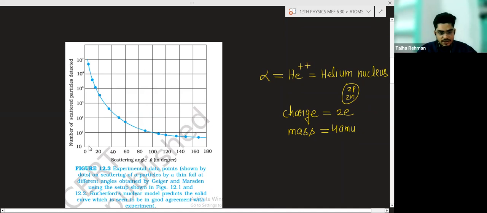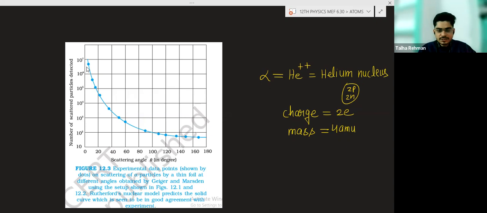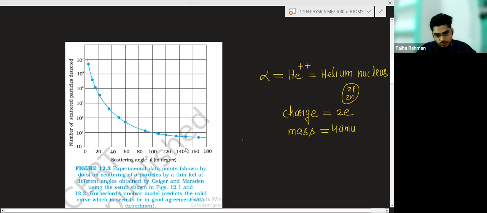Now you can see this angle, which is very close to 0 degrees, means most of the particles pass straight. Approximately 10 to the power 7 alpha particles, more than 1 million, passed straight, because the angle here is nearly 0. So most of the alpha particles pass straight, remain undeflected, or are deflected with a very small angle.